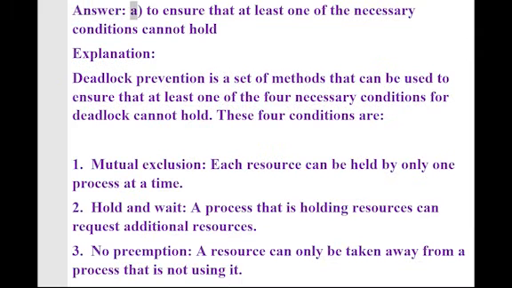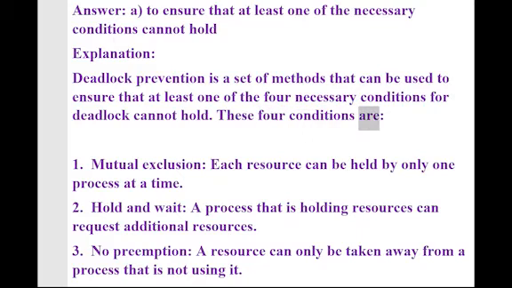Answer: A. To ensure that at least one of the necessary conditions cannot hold. Explanation. Deadlock prevention is a set of methods that can be used to ensure that at least one of the 4 necessary conditions for deadlock cannot hold.